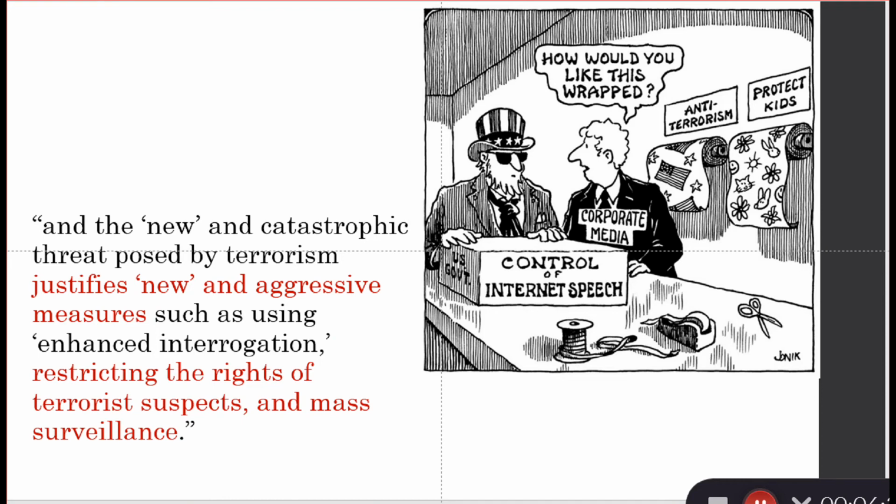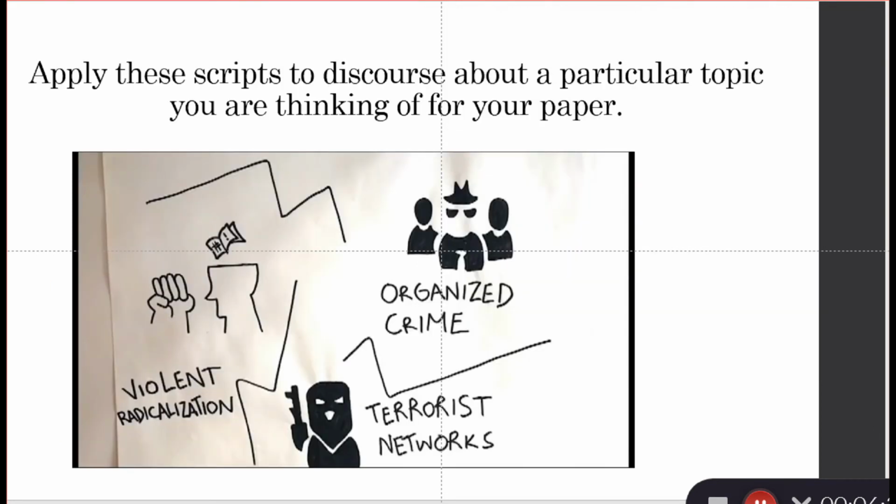blah, blah, blah. So if you wanted to, you could apply any of these scripts, or all of them, to the discourse about a particular topic you're thinking of for your paper, right? So if you wanted to look at something about, I don't know. Well, I guess you could talk about the alt-right, discussion of the alt-right as terrorists. You could go through and try to apply some of those cliches or stereotypes to it.